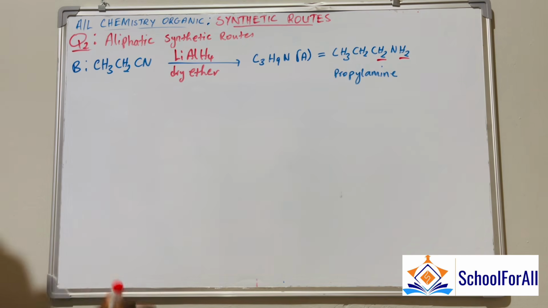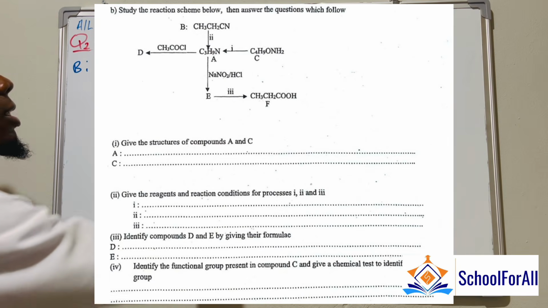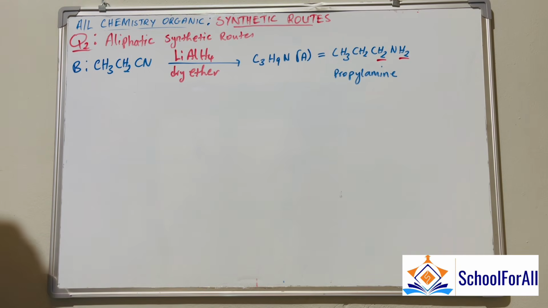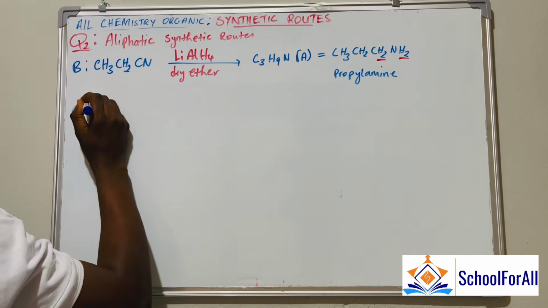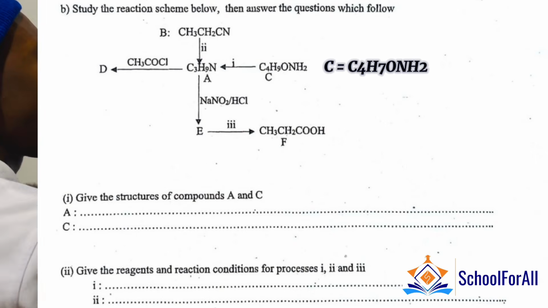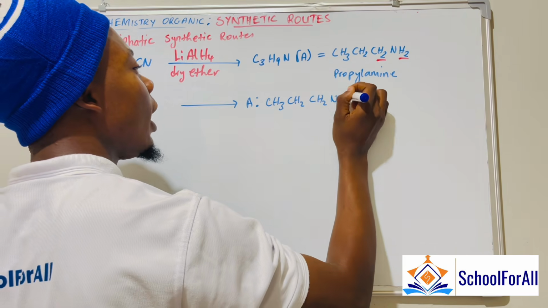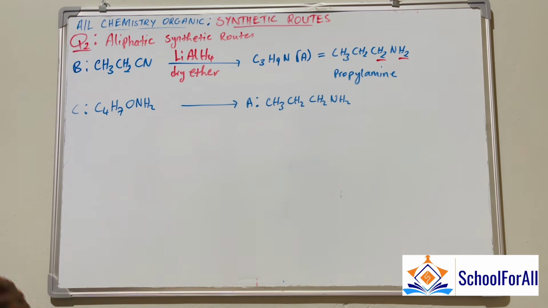So whenever you see that a great reduction took place, always think about this powerful reducing agent. The next part, I'm converting a C, which has the formula C4H7ONH2, to my compound A again, which you have already identified now. My compound A, which is CH3CH2CH2NH2. Now, whenever you see such a compound, you don't stress, don't panic, keep it together.